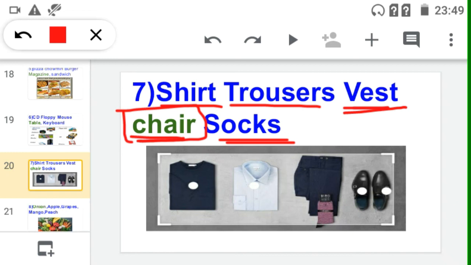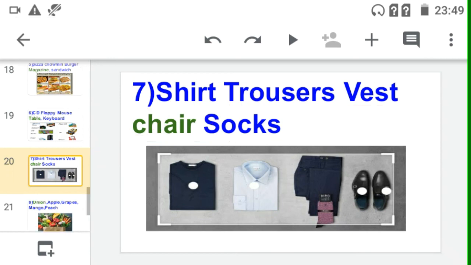When we need to sit, at that time we are using a chair. Correct now. So a chair is made of wood. We wear a shirt, trouser, vest, socks, but a chair we do not wear. When we want to sit, that time we need a chair. So your answer is chair.